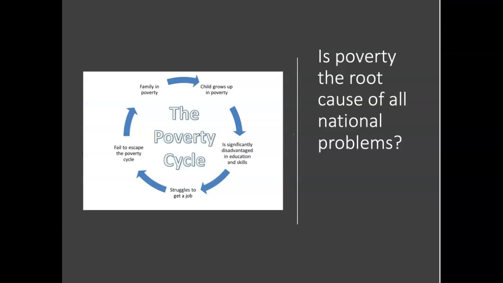To me, I like this basic circle about the poverty cycle. If you start up here, a child grows up in poverty, is significantly disadvantaged in going to school, maybe needs to stay at home and work, or maybe suffers from malnutrition, not enough money, and just can't be successful in school. That individual maybe struggles to get a job, fails to escape the poverty cycle, and ends up having a family that could be in poverty as well. And the cycle goes around and around and around.